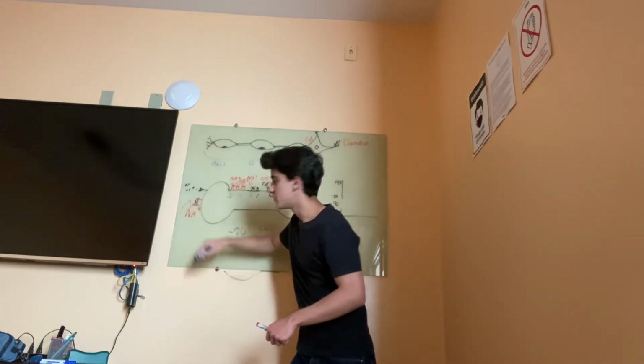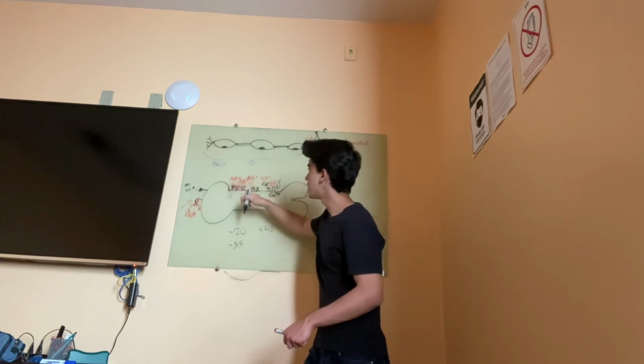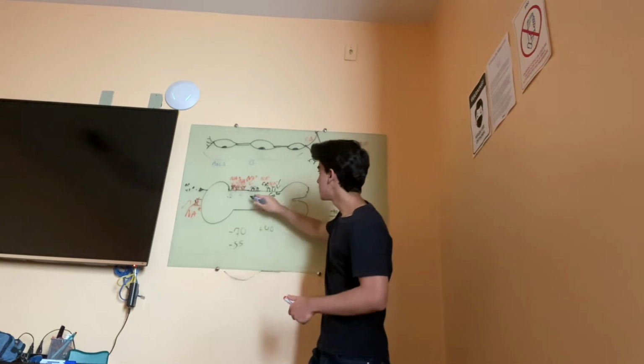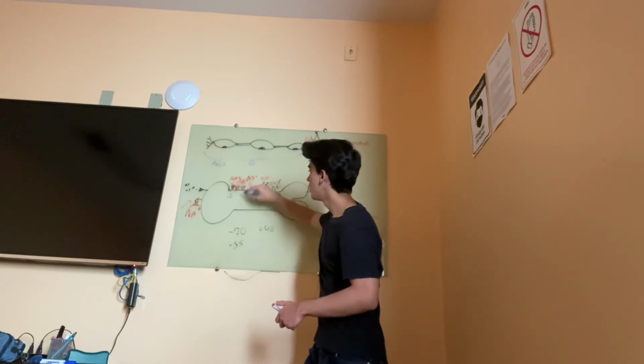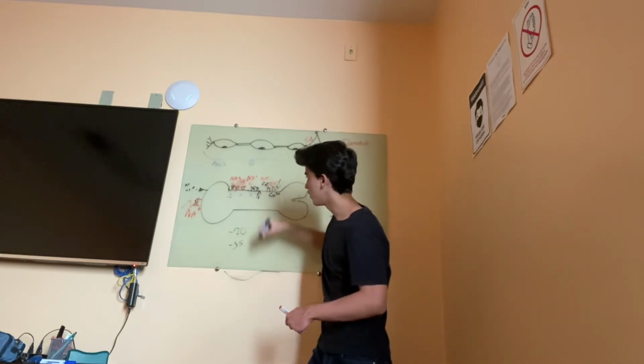All the sodium gates are going to close, so the sodium that was outside of the cell is not going to be able to go inside anymore. Meanwhile, the potassium gates that were inside of the cell are going to open. So the potassium that was inside is going to start going outside.